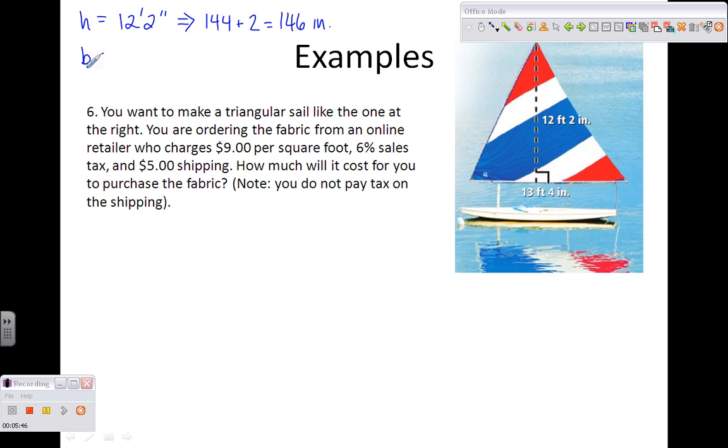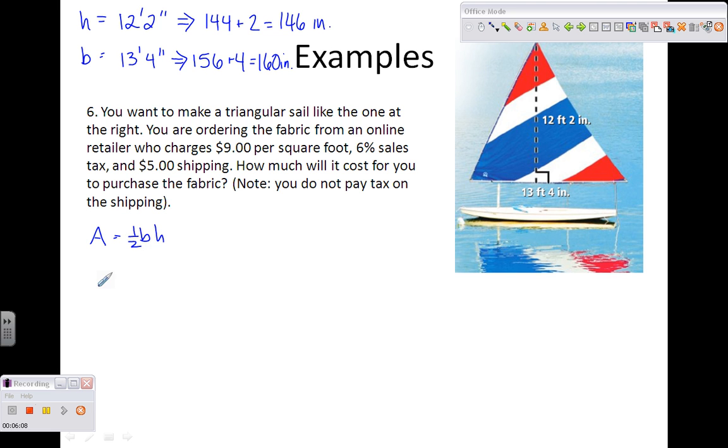Now my base is 13 feet 4 inches. Again, we're going to convert this. 13 feet is 156 inches. Add in my 4 more and I have 160 inches. And now we're going to use our formula to find the area of my sail.